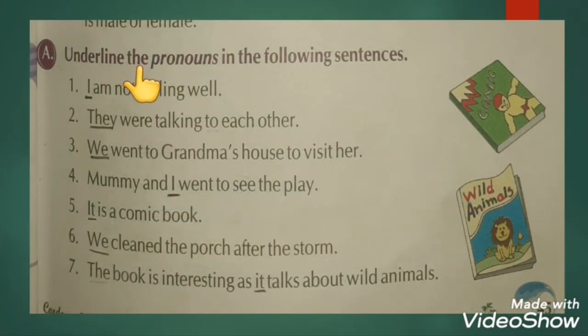Here, underline the pronouns in the following sentences. We have to underline the pronouns according to the sentence. I am not feeling well. So in this sentence, I is the pronoun. They were talking to each other. In this sentence, we put a line below they. We went to grandma's house to visit her. We is the pronoun. Like this, you have to do by your own, 4, 5, 6 and 7.